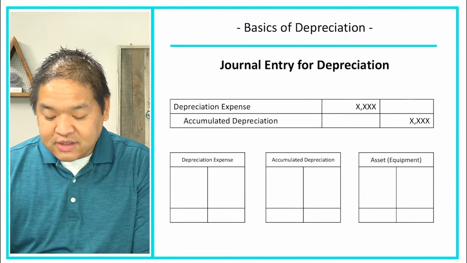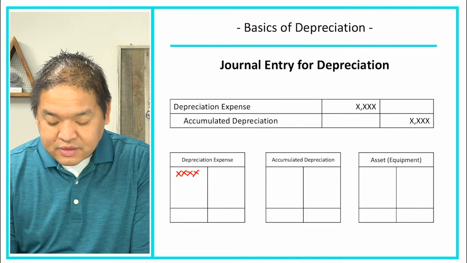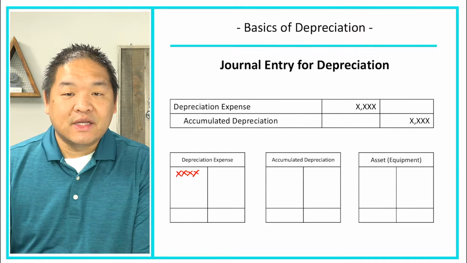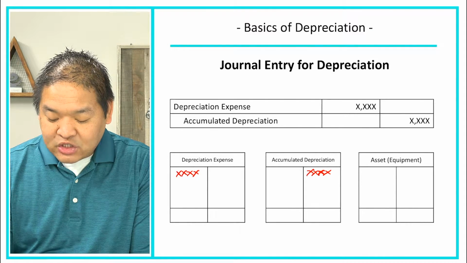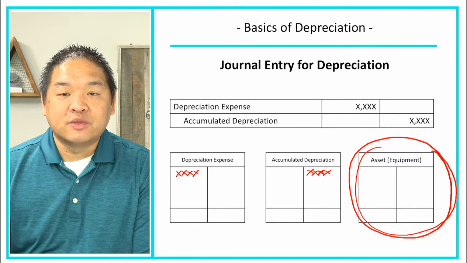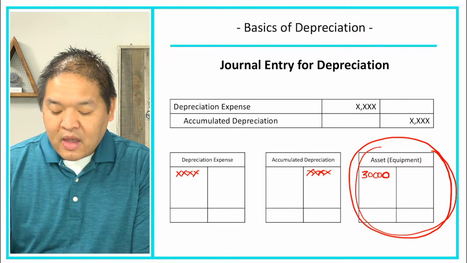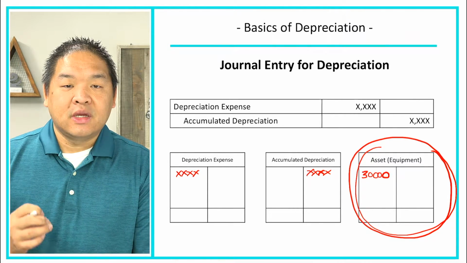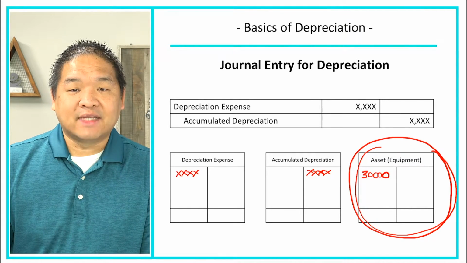So if you notice here, I would debit depreciation expense. So my T account here would look something like that. My accumulated depreciation, we would credit over here. And then notice I don't even touch the asset or the equipment. So if I was buying the car, I would have debited $30,000 here. And when I make the depreciation journal entry, we do not touch the asset's value.